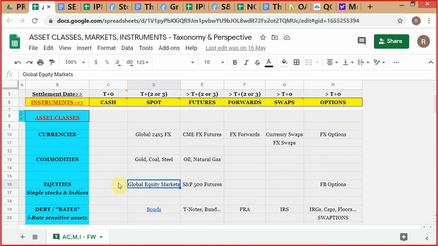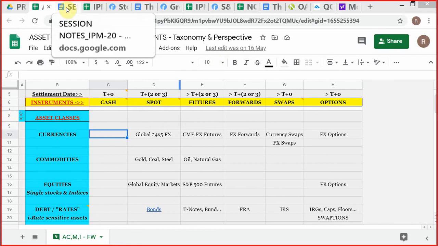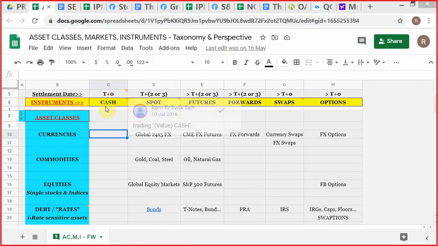Okay, that will also be a decision problem. But let me give you a hint here. Yes, Utsav. Sir, the third decision problem would be the type of instrument to invest in: cash, spot, future, forward, or swap. Correct, correct. Okay, so Utsav has got it correct. Yeah, what was Aman saying?